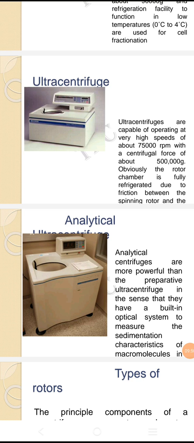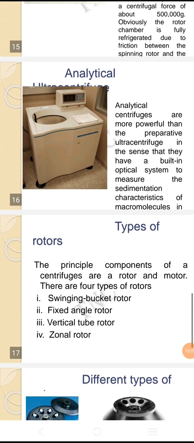With such high rpm and high gravity we generate so much heat, so we use this type of centrifuge only in an air-cooled, refrigerated room. Analytical centrifuges are more powerful than the preparative ultracentrifuge. They study the sedimentation characteristics of molecules based on size and shape.